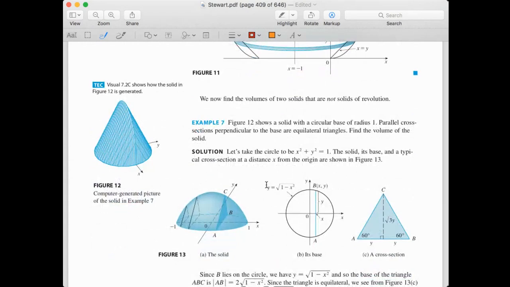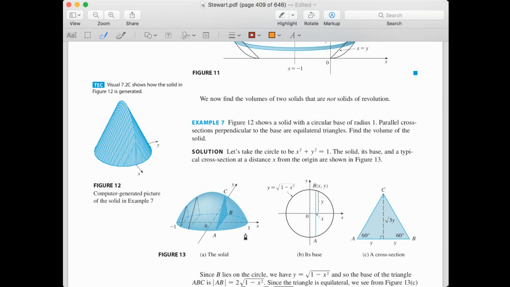All right, let's see more examples. Let's see this figure 12. This one shows a solid with a circular base of radius 1. So the base is a circle of radius 1. Parallel cross sections perpendicular to the base are equilateral triangles.